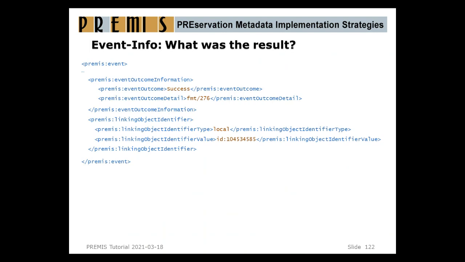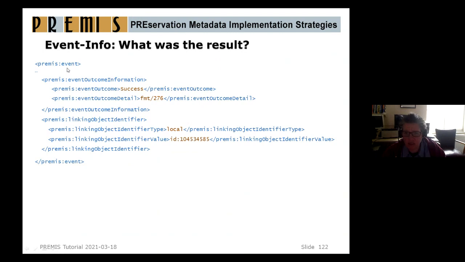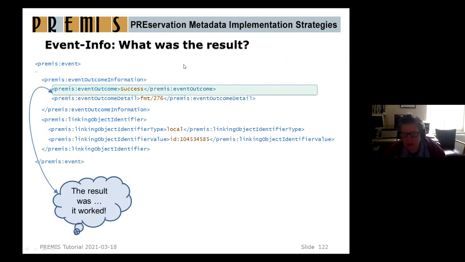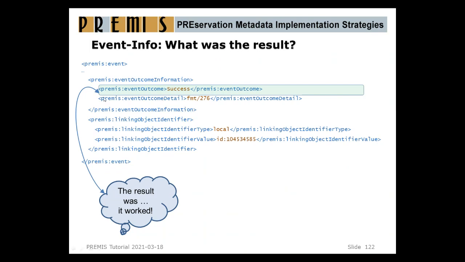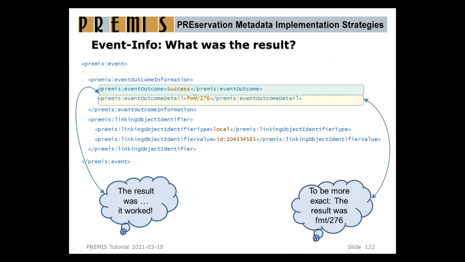So the next question that we had was, what was the result? What was the outcome of my file format identification? We're still in the event entity, and what do we see here? First, we see that it was success, so we see that it worked, which of course is great news. We're happy to hear that, but I'm sure that we'd like to know a little bit more of what happened than just the fact that it did work. So that is the outcome detail in this case. We see that the result was FMT 276, which some may know is a PRONOM PUID, a persistent identifier for a file format. And we'll see a little bit later in a slide where we have more info on that.